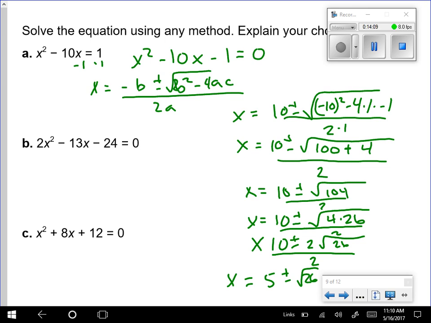Now, is that the best way that I could solve that? Probably not. I would probably want to complete the square here. So you could try completing the square and you should get the same answer, and it might be a little easier. So for B, I want you to use the quadratic formula. Sorry about the bell. Try that one on your own and show me if you have some time. For C, if you have time, you could try to factor this one and it would be really easy. So go ahead and try those.